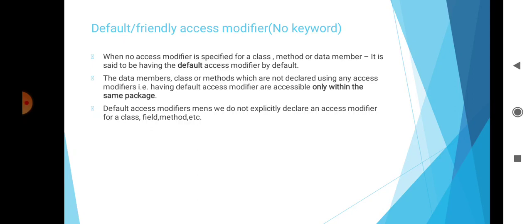Default access modifiers means we do not explicitly declare any access modifiers. The data members, classes or methods which are not declared using any access modifiers, that means having the default access modifier, are accessible only within the same package. This is the default access modifier.